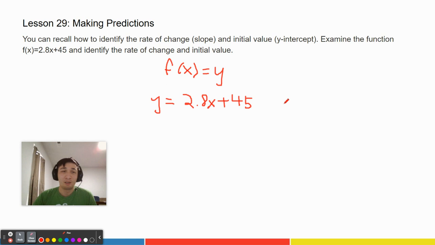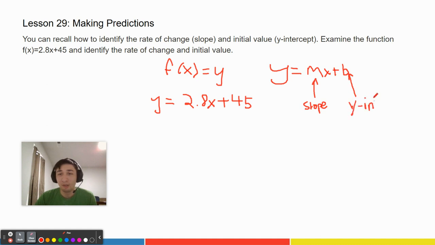Now, what you have to remember is this is the equation of a line and it's written in slope-intercept form. So slope-intercept form looks like this: y equals mx plus b, where m is your slope or your rate of change, whatever you want to call it, and b is your y-intercept or your initial value.